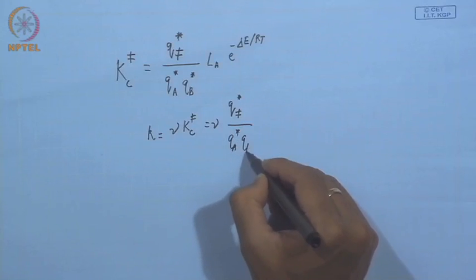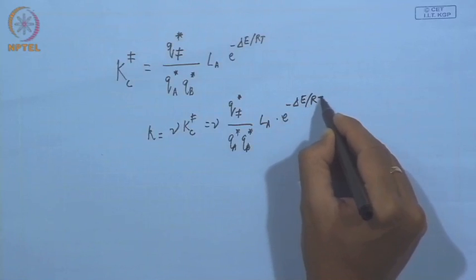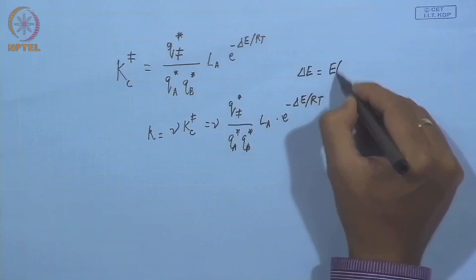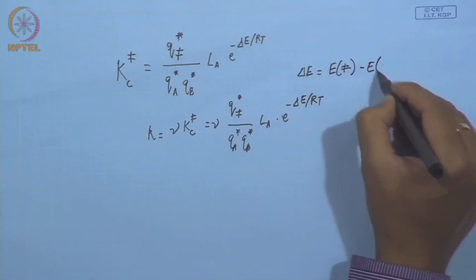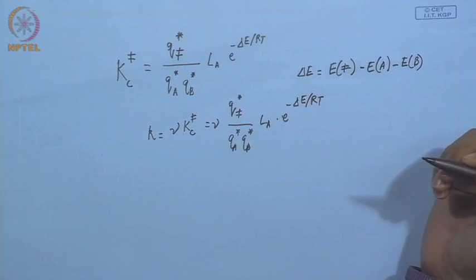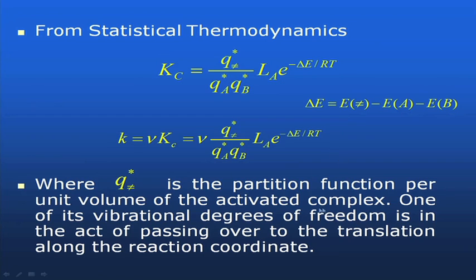Q double dagger star over Qa Qb star, times La, e to the power minus delta E by RT, where delta E is E double dagger minus EA minus EB. Here this Q double dagger star is the partition function per unit volume of the activated complex. And of course, one of its vibrational degrees of freedom is in the act of passing over to the translation along the reaction coordinate.